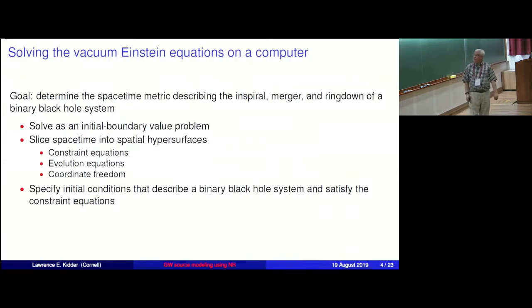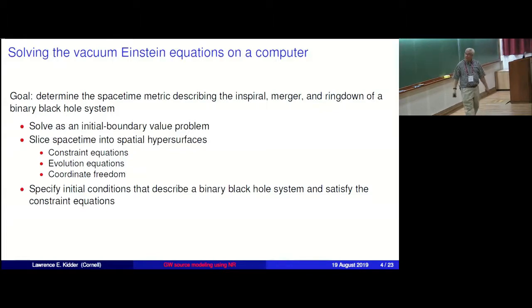So what do you do in order to solve the vacuum Einstein equations on a computer? Well, you want to determine the space-time metric describing the inspiral, merger, and ringdown of a binary black hole system. So this is done by solving an initial boundary value problem where you slice space-time into spatial hypersurfaces. You specify some initial conditions at some time, which, in order to do a numerical simulation on a reasonable time scale, needs to be on the order of tens to at most hundreds of orbits before merger.